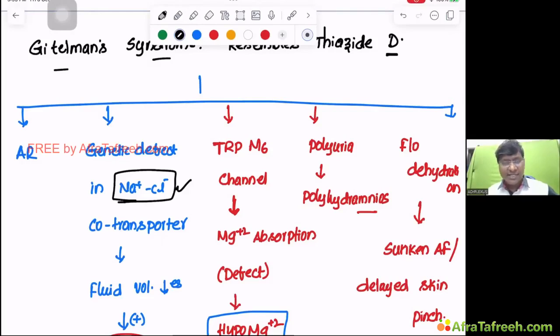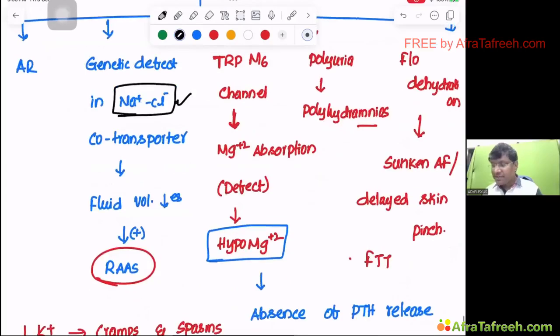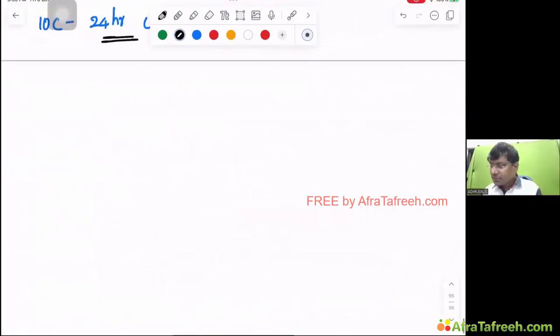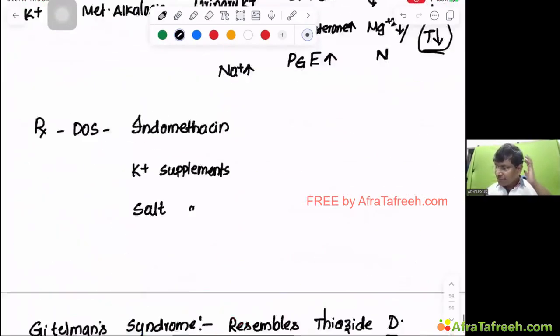The treatment is completely symptomatic. If hypokalemia is there, supplement potassium. If hypomagnesemia is there, supplement magnesium. If hypocalcemia is there, supplement calcium. There is no particular drug which will completely reverse Gitelman syndrome. This is also autosomal recessive.